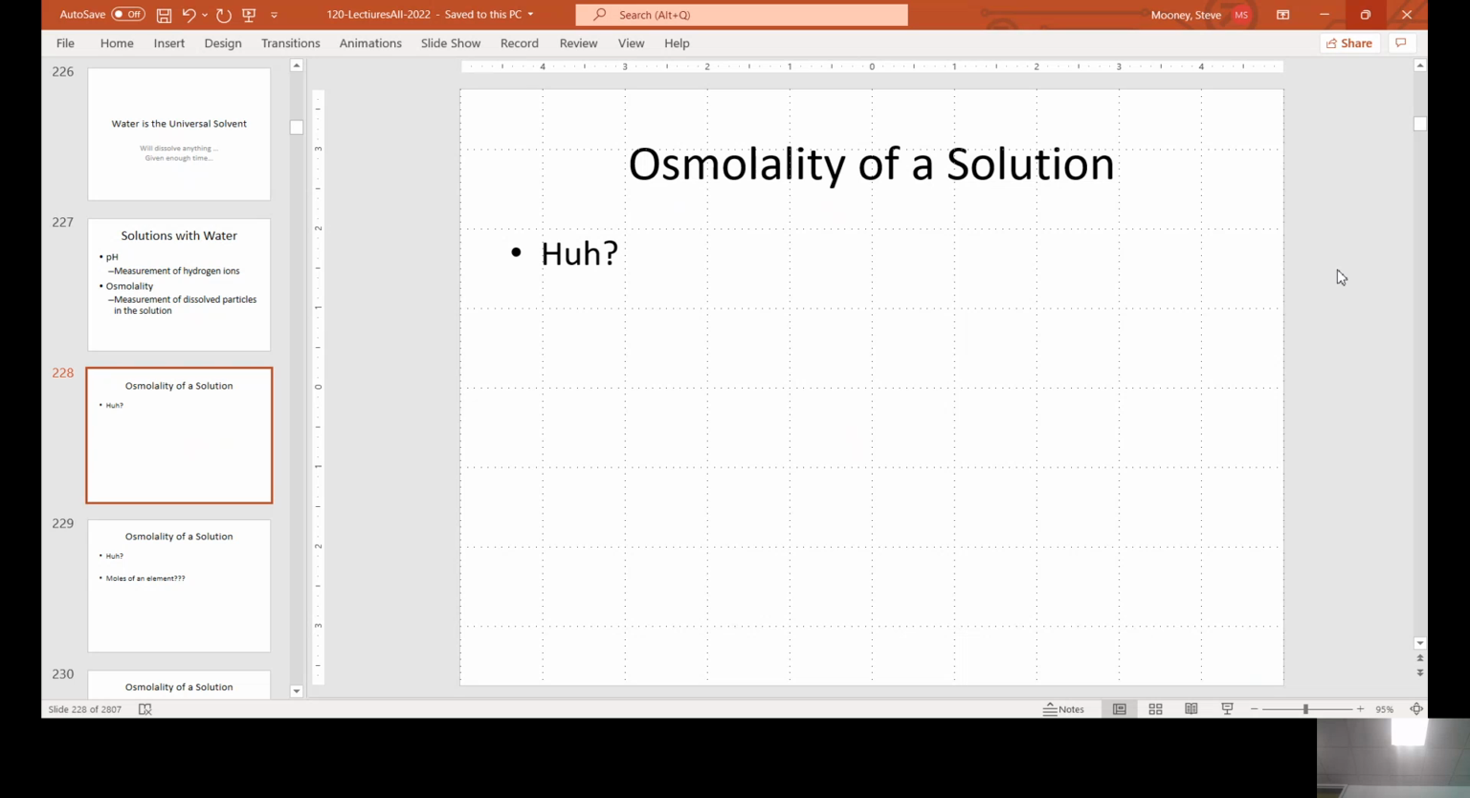So has anybody ever heard of osmolality before? I'm guessing not. But you've dealt with it along the way. So we're measuring the amount of moles of an element in solution. So if we put one mole in there and half of it dissolves, the osmolality is 0.5. The rest stays at the bottom.